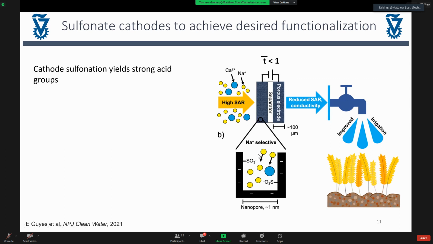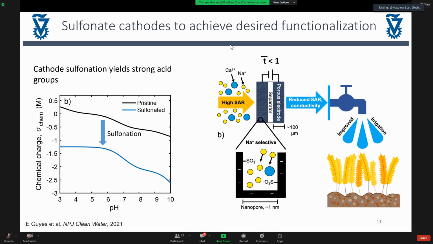And what we chose for the functionalization chemistry is sulfonic groups, because they're basically strong acid groups, which is nice. So they're pH insensitive. And we can do things like direct titrations of our carbon. So we sulfonate the carbon. We then do a direct titration of it to show that we can get the very negative chemical charges.